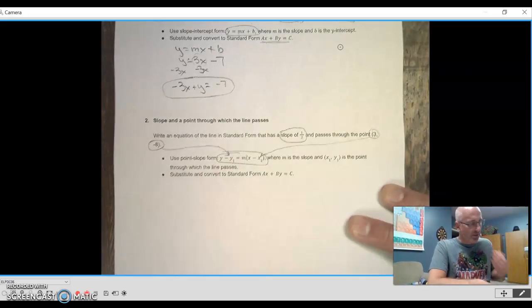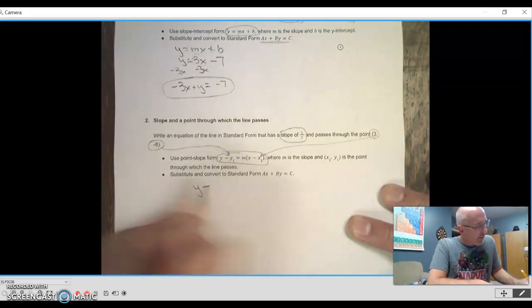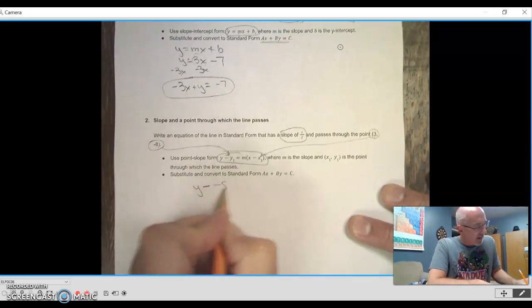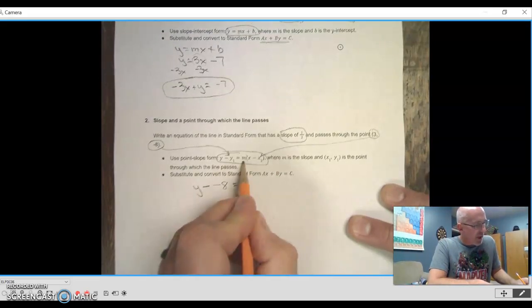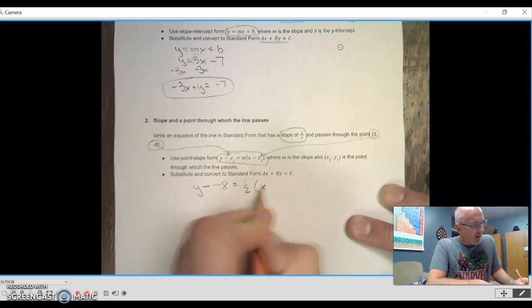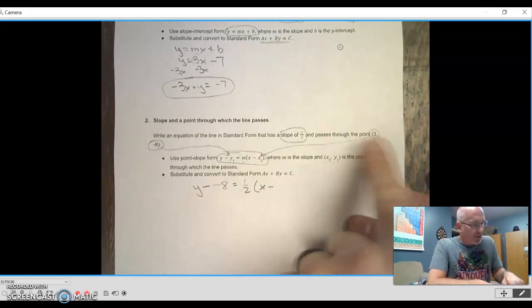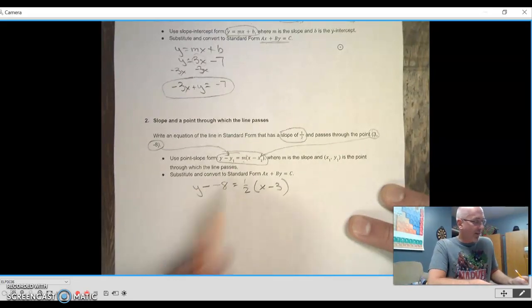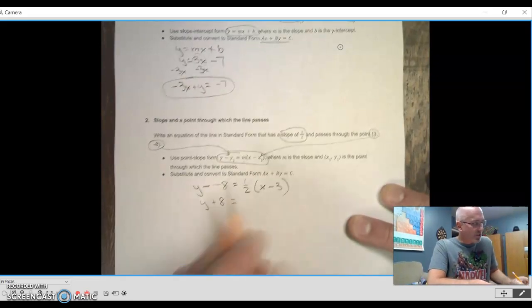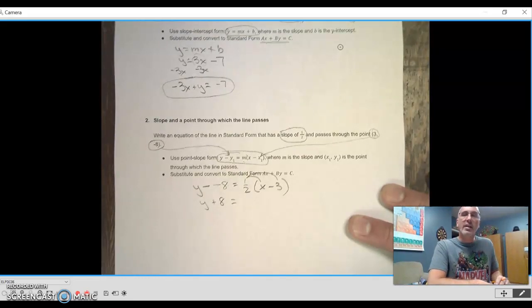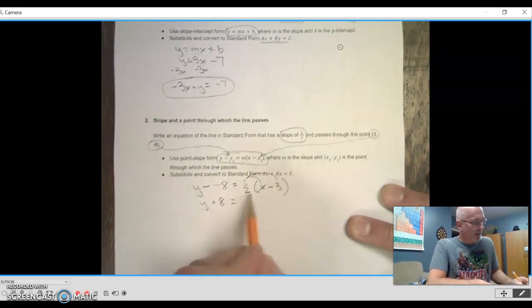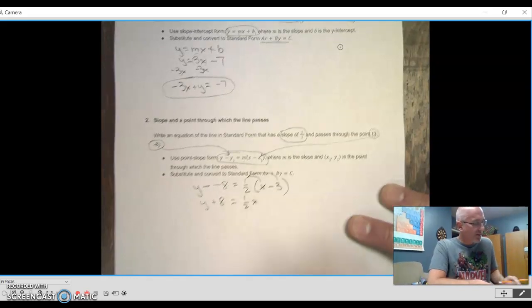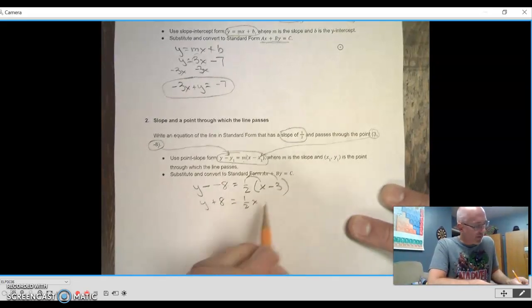So now we're just going to substitute everything in. We have y minus, now in this case it's a negative 8, equals m, which is 1/2, times x minus, and then x1 is our 3. Looks like a big mess right now, but now we'll start to simplify it. Y minus a negative 8, that's the same as y plus 8. Now we are going to distribute this 1/2 into both of the items in the parentheses. So we have 1/2 times x, and then 1/2 times negative 3.